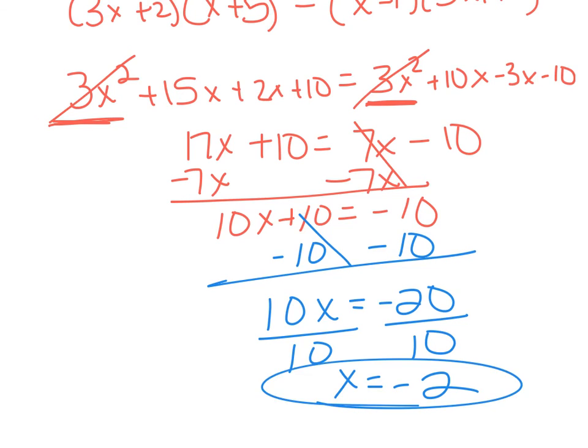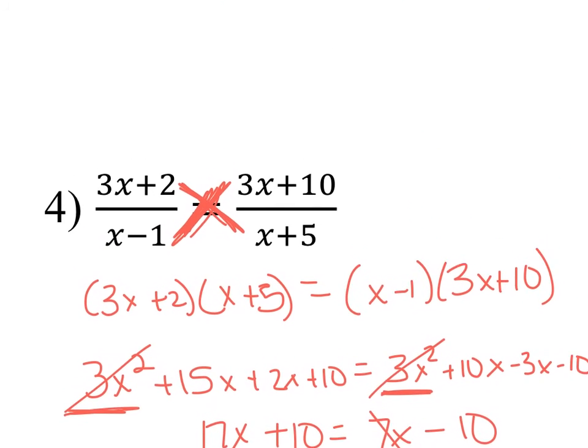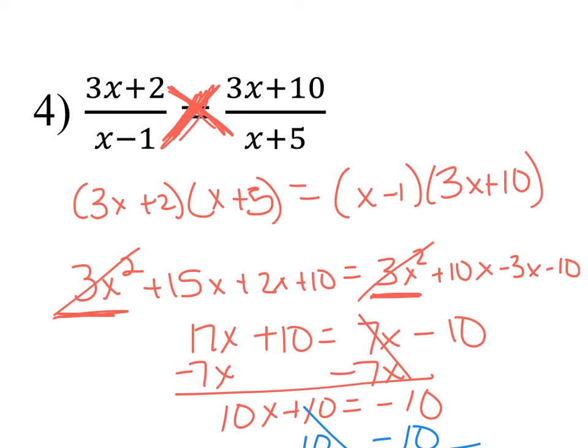All right, we got to go back and check. Make sure that in the original, if I put a negative 2 in, I don't get a 0. So this denominator here I check. Remember, only denominators need to be checked. So it's negative 2. Oh, what the heck was the answer? Oh, minus 1. Okay, so that's negative 3. Negative 3 is not 0, so that's good.